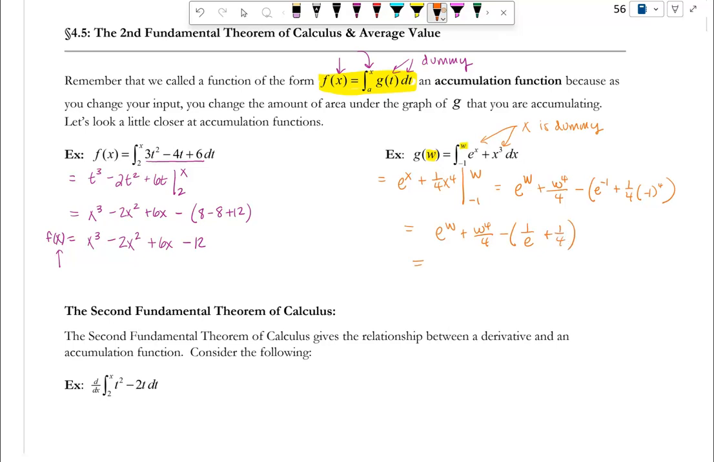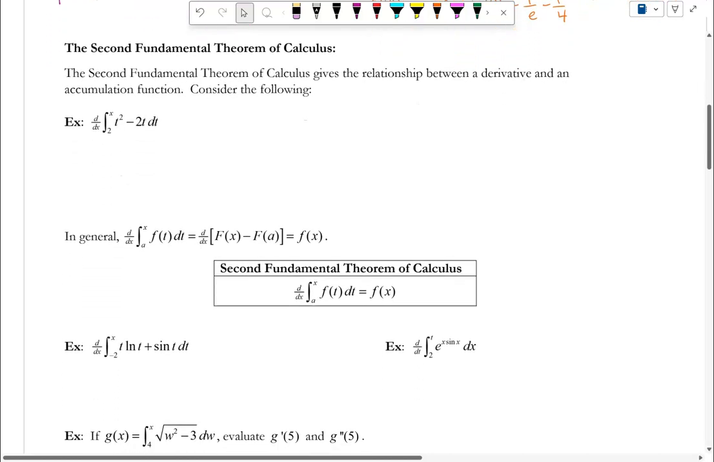And when I go ahead and distribute that, final answer, I've got e to the w plus w to the 4th over 4 minus 1 over e minus 1/4. So that is our function g of w. So again, when we actually find g of w as a function, our dummy variable disappears. It goes away. So when we're understanding the second fundamental theorem of calculus, it's all about accumulation functions, and it's all about taking the derivative of an accumulation function.